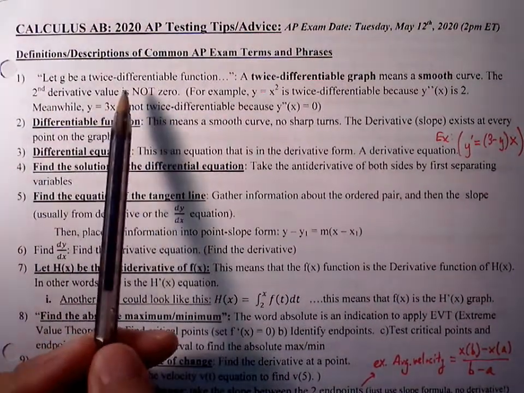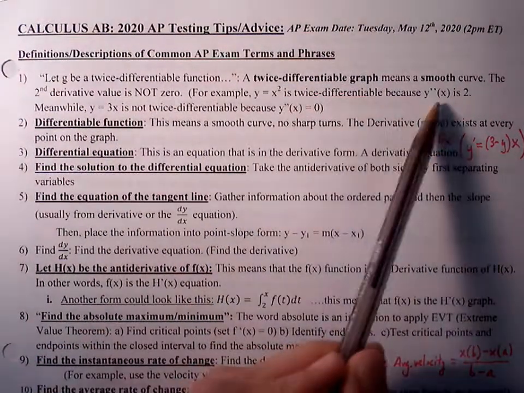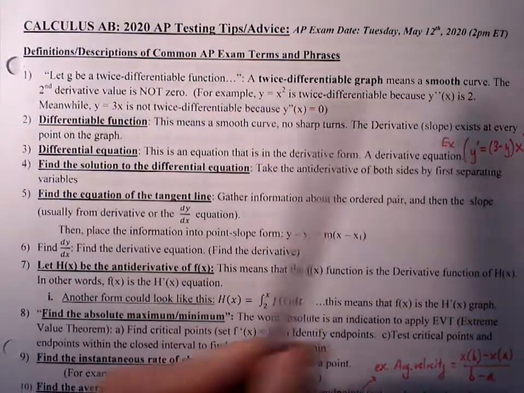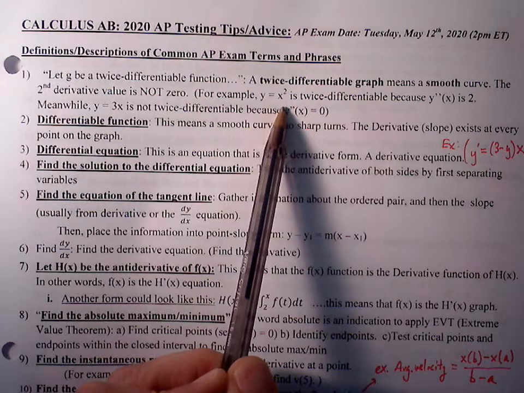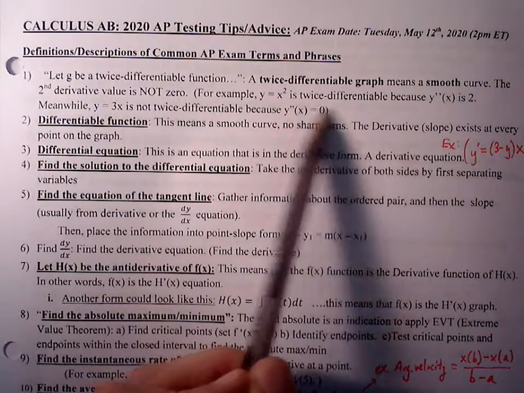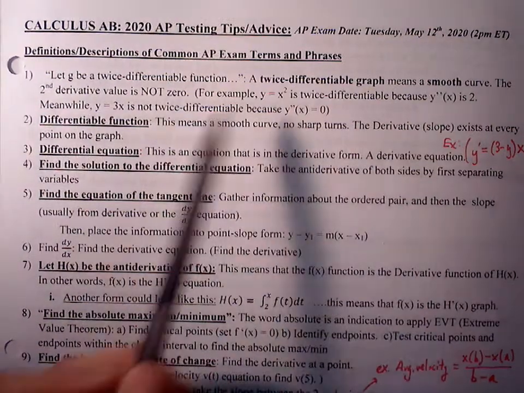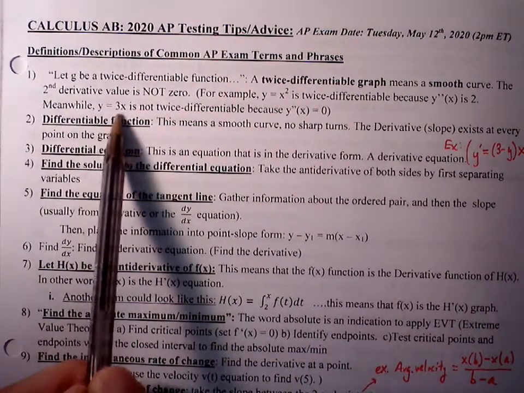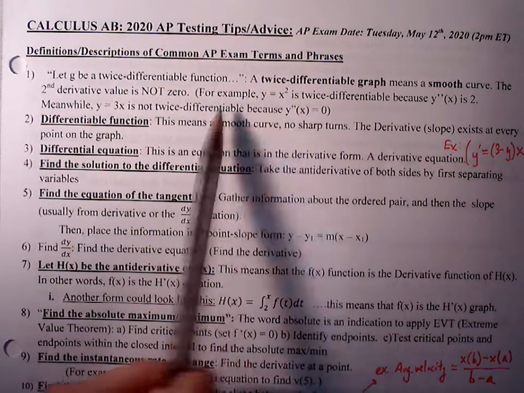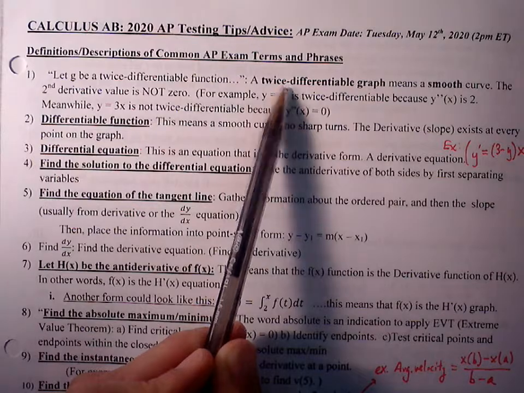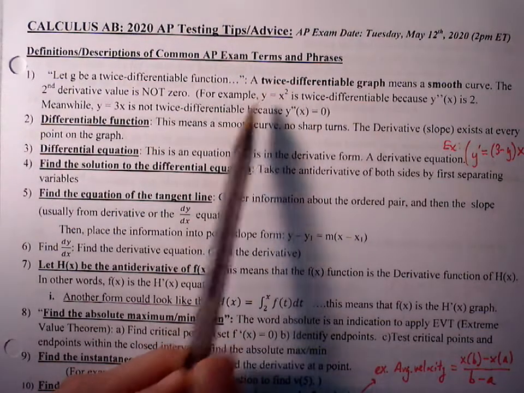Let g be a twice differentiable function. That just means that we're talking about a smooth curve. It also means that the second derivative is not going to be zero. It's going to be at least degree 2. So if you find the second derivative, it'll be at least a constant other than 0. So 3x, for instance, is a linear graph, and is not twice differentiable because the second derivative is going to be 0. So basically, a twice differentiable function is a curve that is x squared or higher.